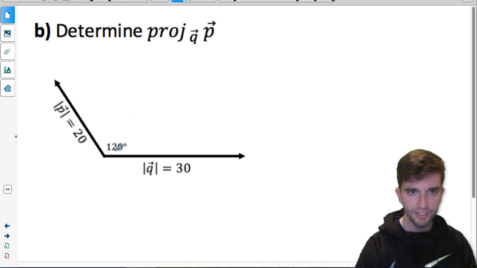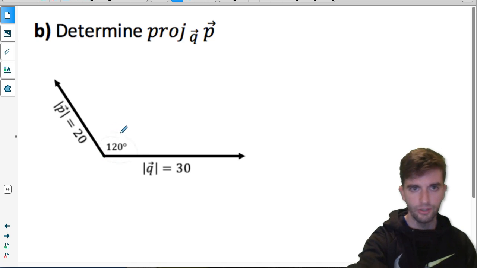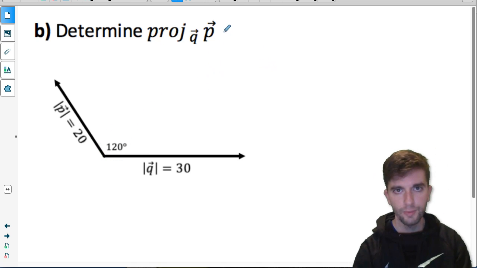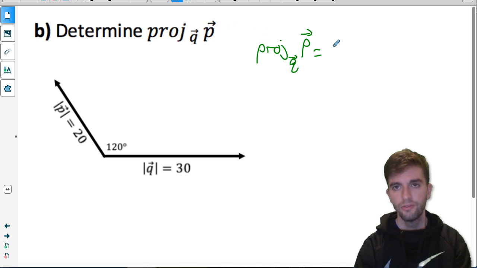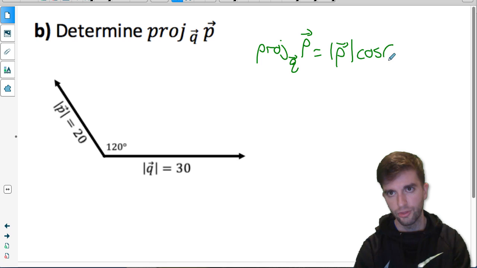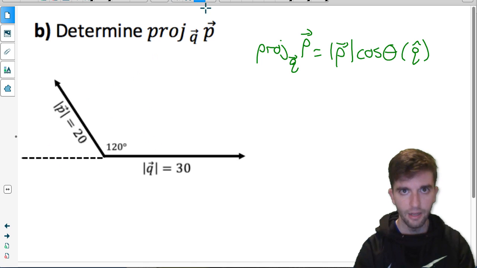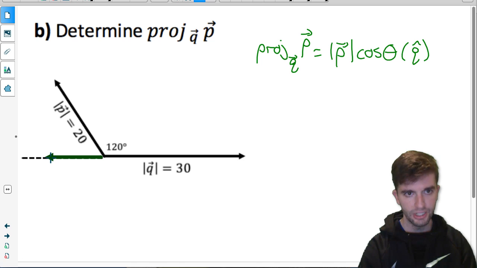Part B, same type of question, but this time we have an obtuse angle. So I just want you to make sure that you understand how this formula works. So if I want the projection of P onto Q, that would equal the magnitude of P cos theta multiplied by unit vector Q. Also, let me draw a diagram of what it would look like. So I just extended that imaginary line parallel to vector Q. And here would be the projection vector.